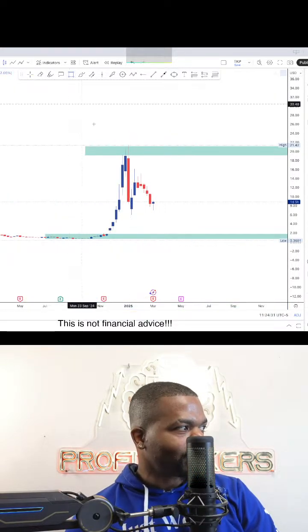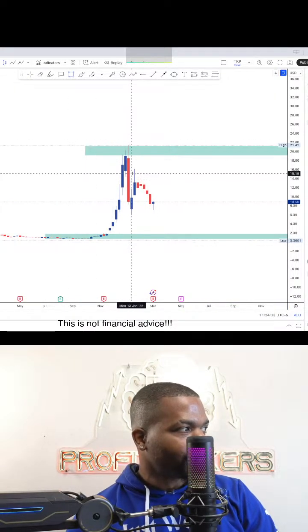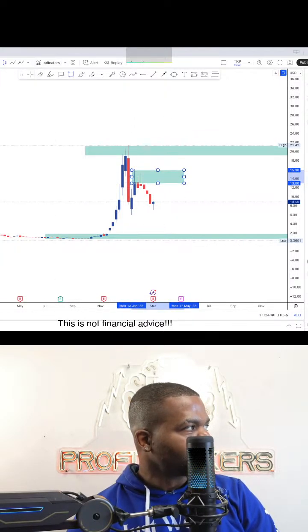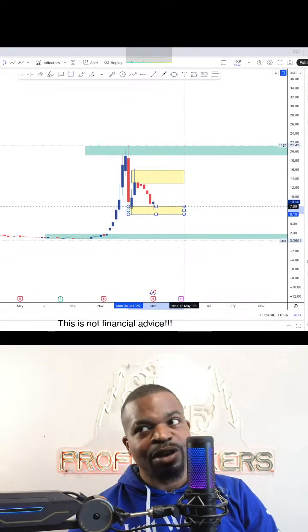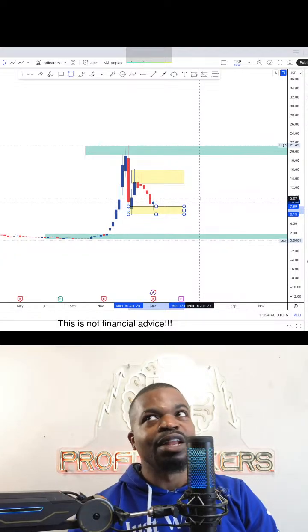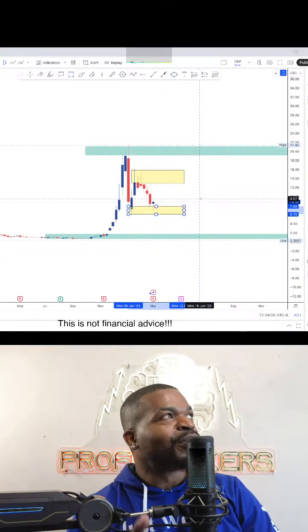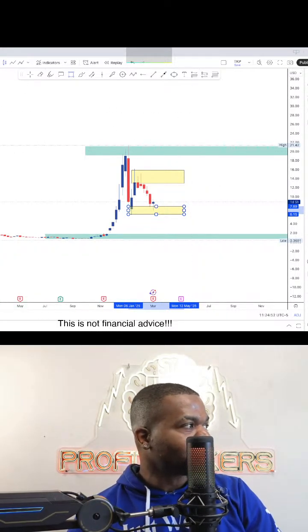Okay, on the weekly, this is your range right here. Why do I go so high out with the time frames? Because you have to understand the major levels in the market before you start looking for your trade setups.